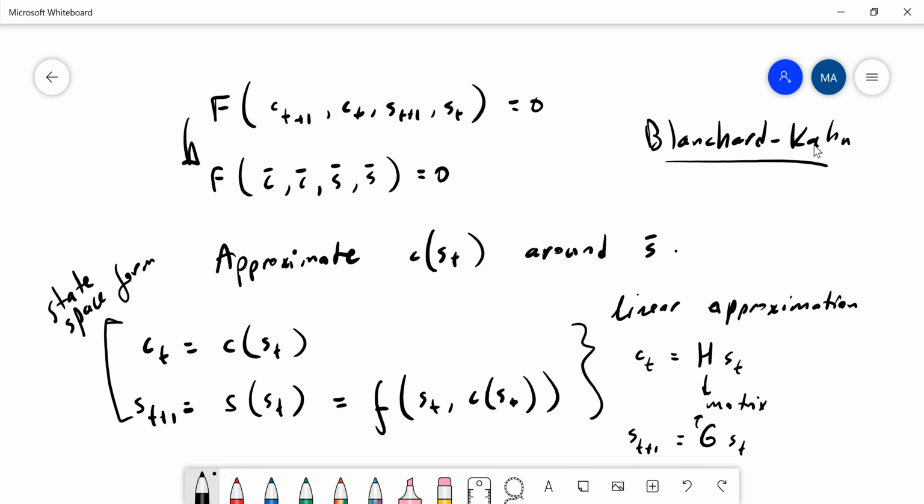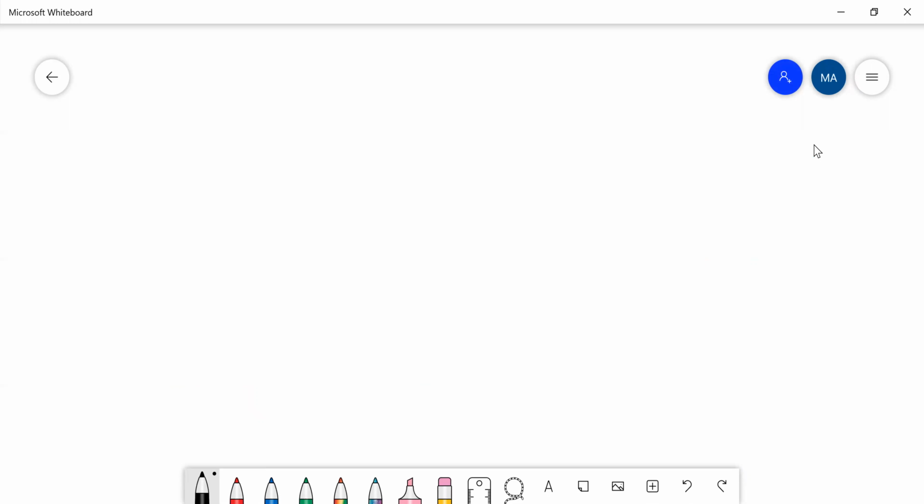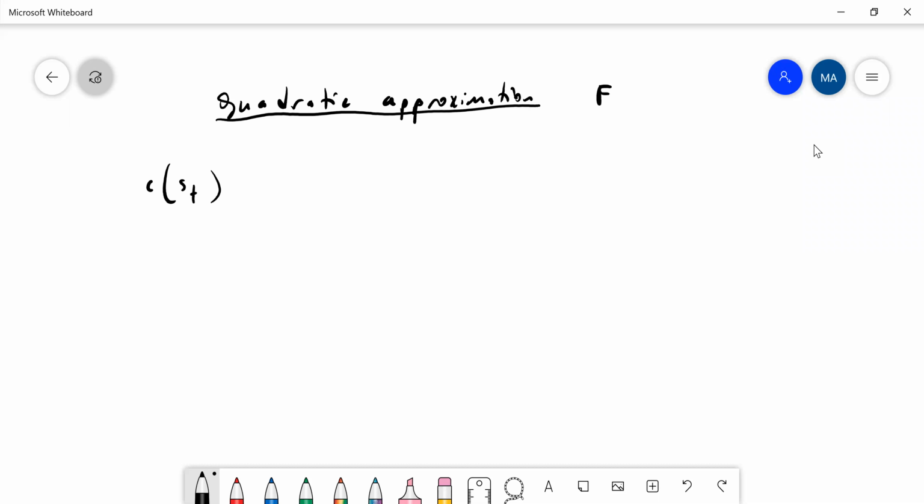Okay, if you look at the paper, you're going to find some details. You can also imagine a quadratic approximation. So instead of taking the Taylor approximation of F at the first order, you can take it as the second order. Then you will have something like this.